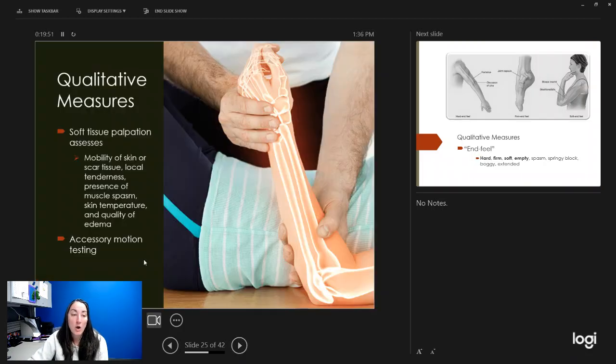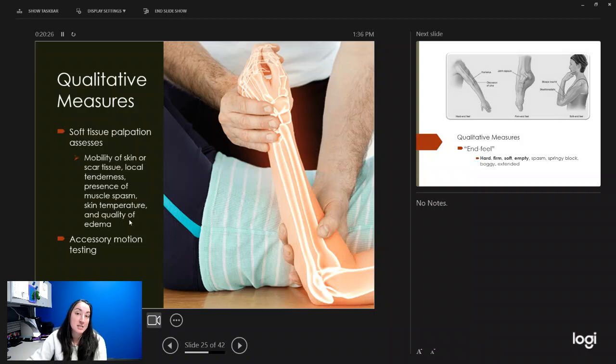Qualitative measures are typically what we assess by how it feels, something we could describe and say, it's a firm infill or a soft infill, or that it feels springy, or different words that we could use to describe their movement. So you can palpate their soft tissue, determine the mobility of skin or of scars, if they're tender or not, if there's any muscle spasms, is the skin hot, which would indicate there's some edema.